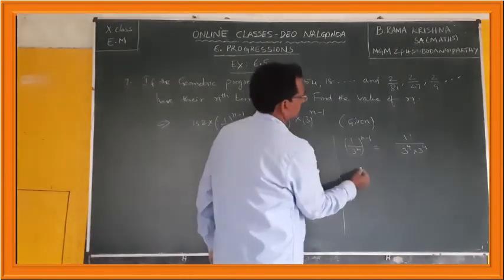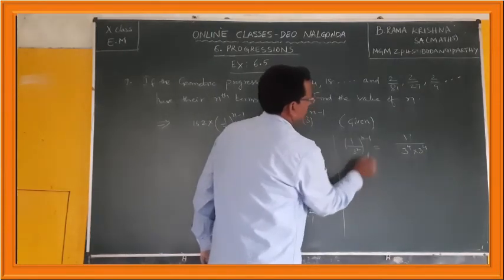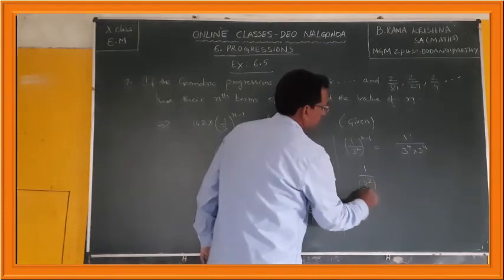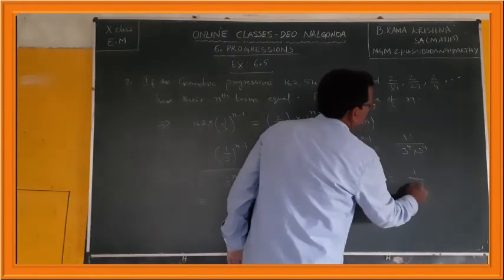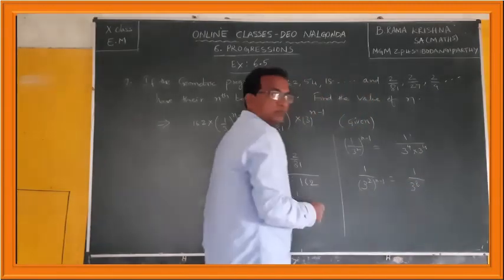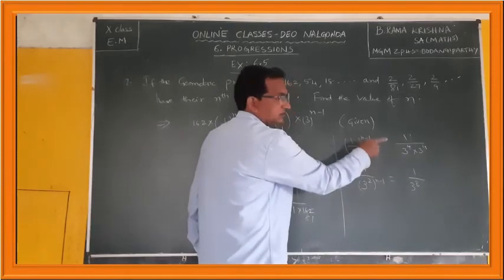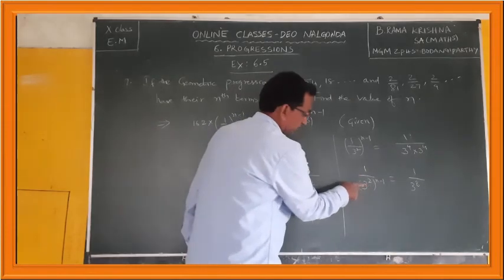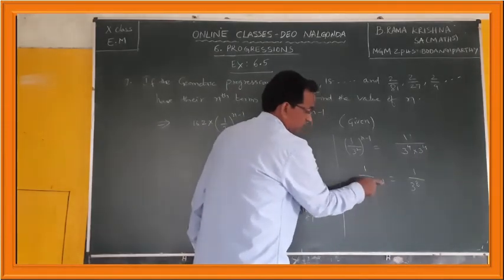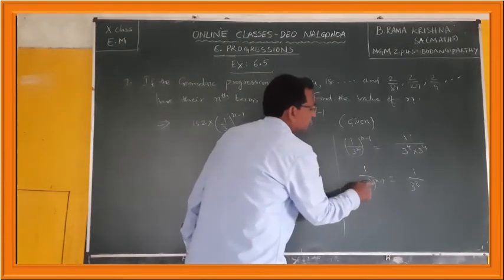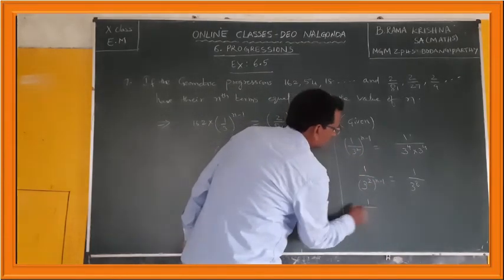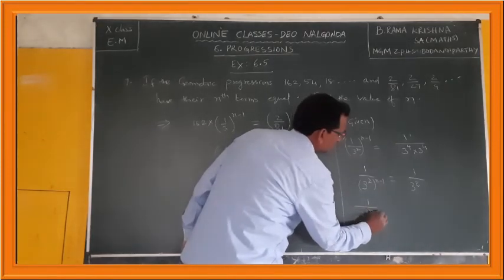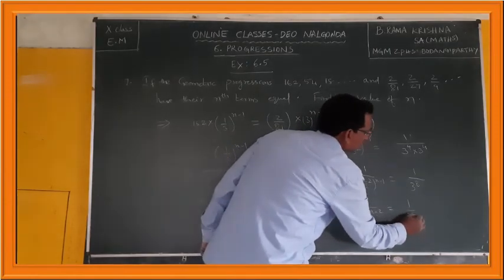Now, what can we do here? See, (1/3^2) whole to the power of n minus 1 is equal to 1 by 3 to the power of 8. A to the power of m into a to the power of n is equal to a to the power of m plus n. I am using that, so 4 plus 4 is 8. Now, use another law of exponents: (a^m)^n is equal to a to the power of m into n. Therefore, 1 by 3 to the power of 2 into (n minus 1), which is 2n minus 2, is equal to 1 by 3 to the power of 8.